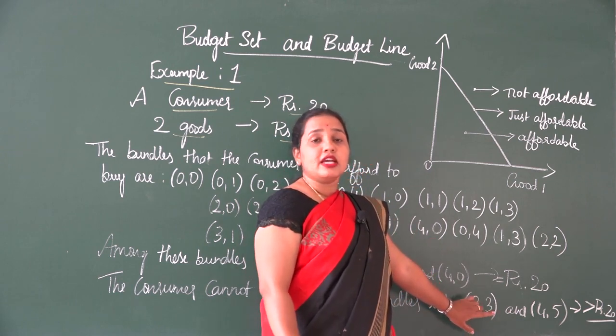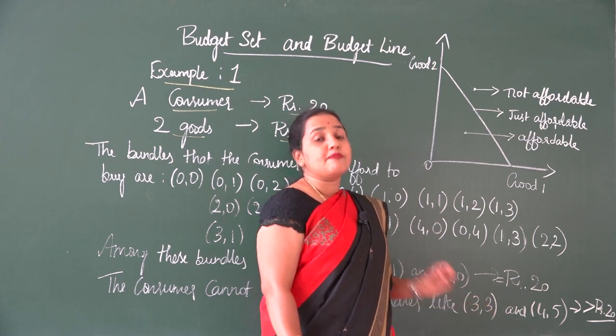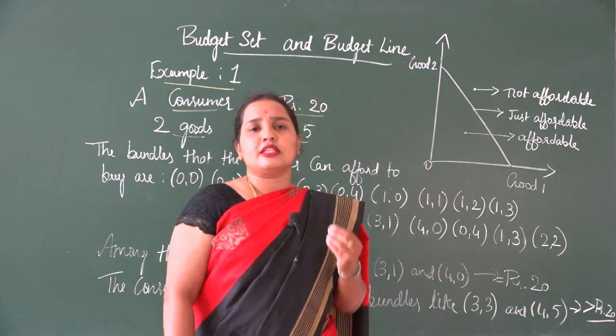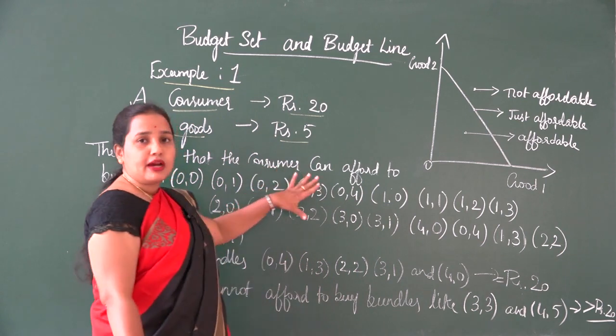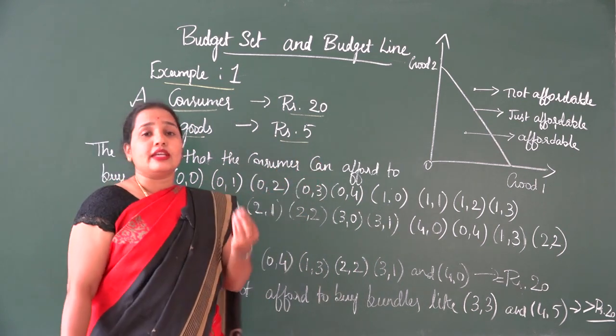The purchase of this combination of two goods, this bundle, is not possible, because with his limited income of rupees 20, he can purchase in such a way that he spends either less than the income he has, or exactly equal to the income he has.